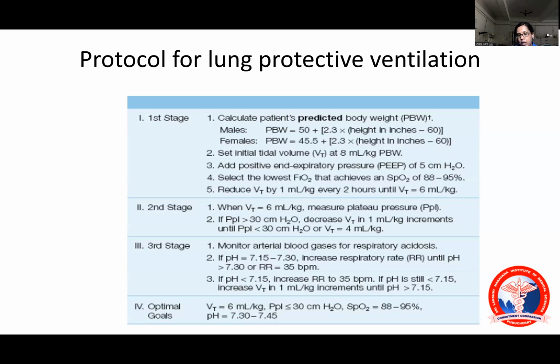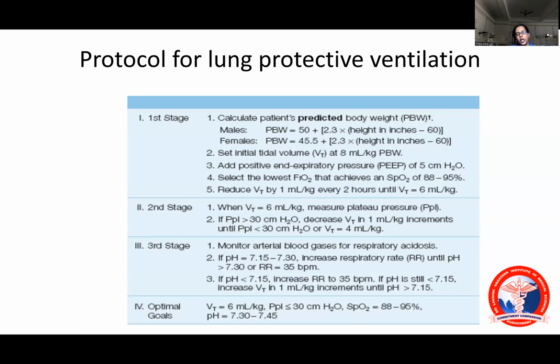And the minimum range to which you can reduce the tidal volume is 4 ml per kg. So till 4 ml per kg, you can keep reducing so that the plateau pressure becomes less than 30 centimeters of water. Then we go to the third stage.